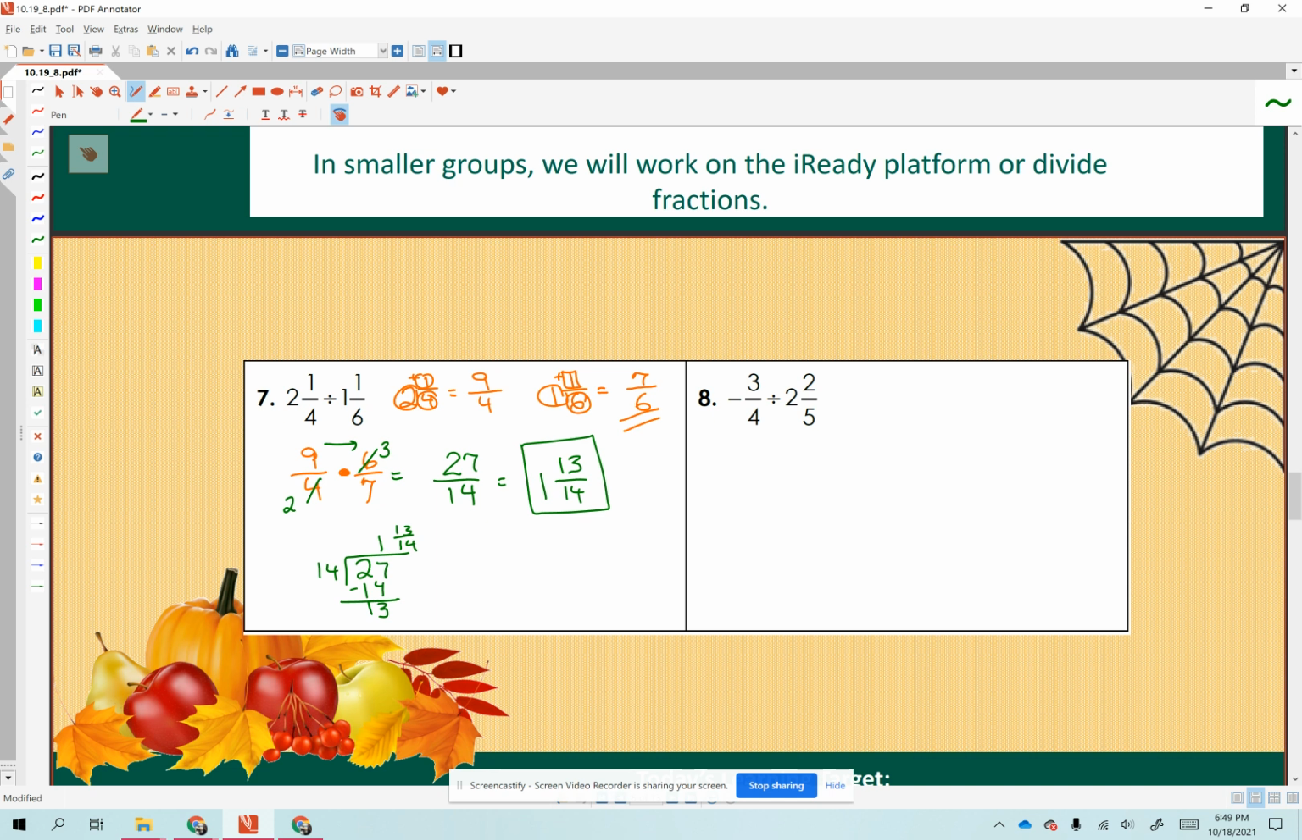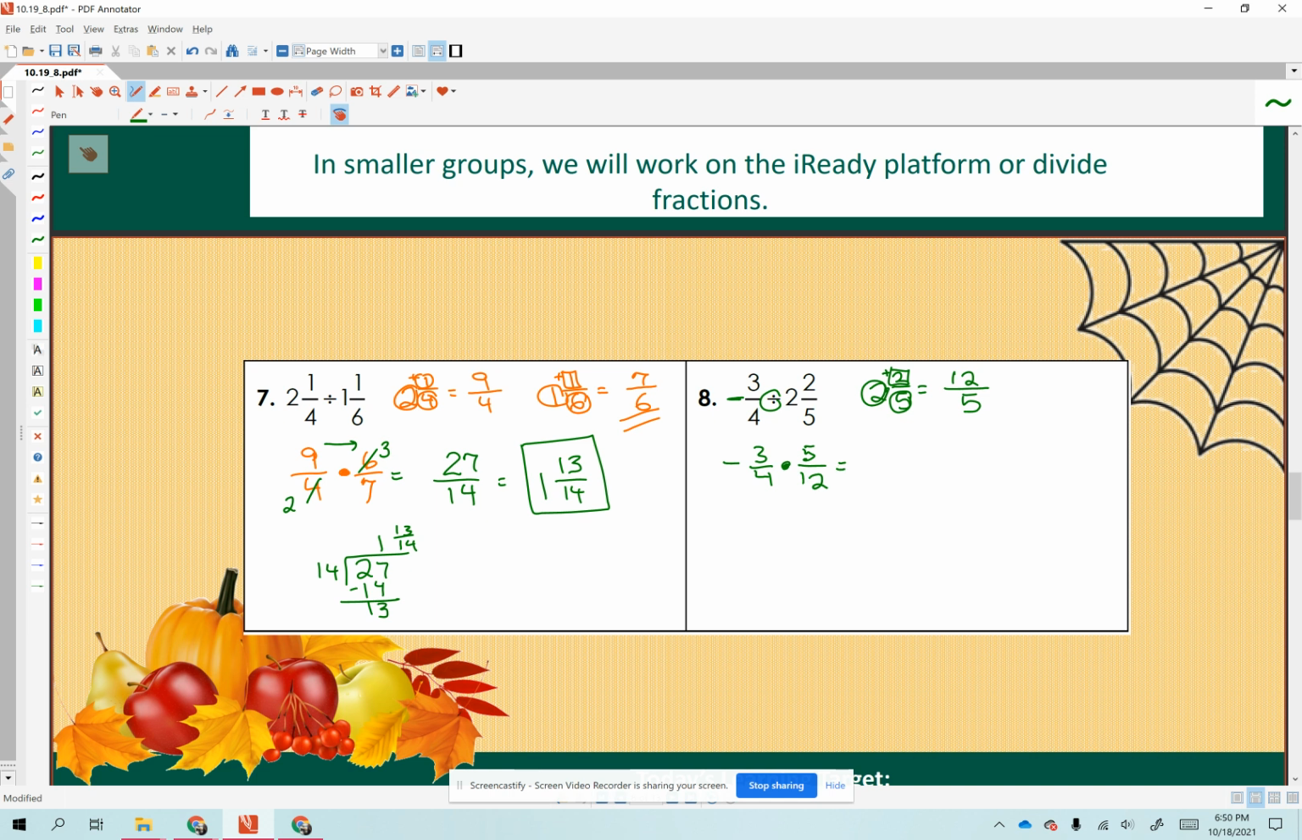So number 8, we have -3/4. So let's not forget we have a negative times a positive, so we will have a negative answer. Divided by 2 2/5. And this 2 2/5, we need to convert that to an improper fraction. 5 times 2 is 10, plus 2 more makes 12. So we have -3/4. Division changes to multiplication, and 12/5 becomes 5/12.